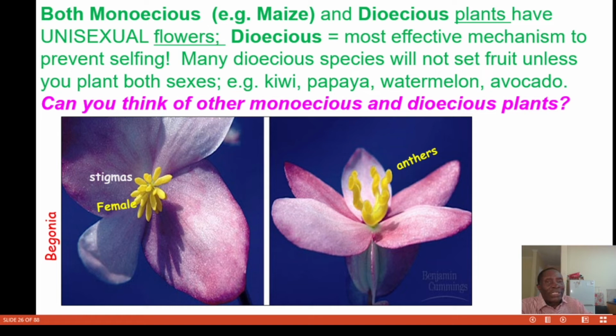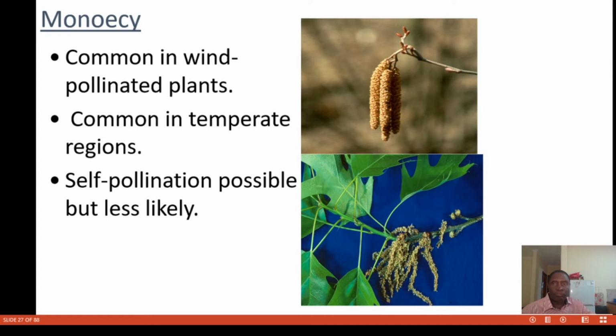A dioecious condition is the most effective mechanism to prevent self-fruiting. Many dioecious species will not set fruit unless you plant both sexes. And examples are kiwi fruit, papaya, watermelon, avocado. Can we think of other monoecious and dioecious plants? Because they do exist. There are quite a few.